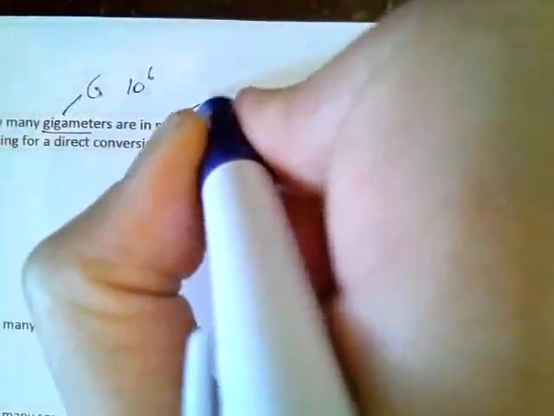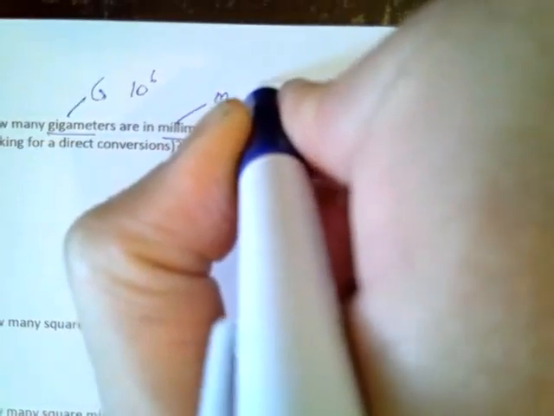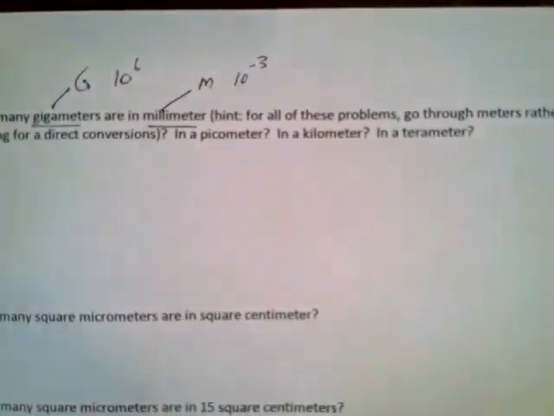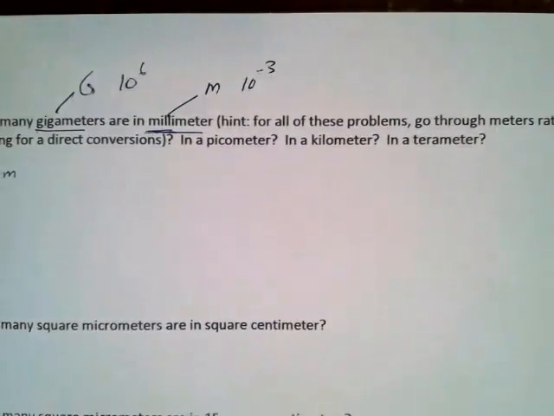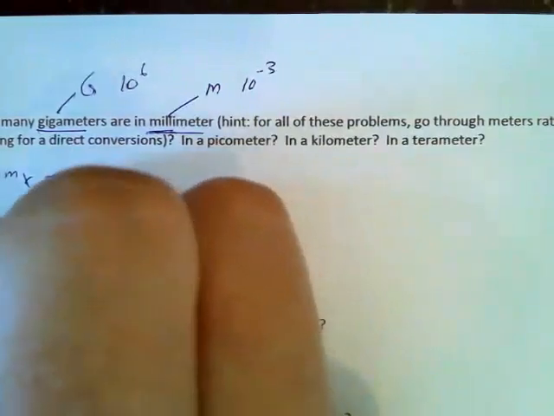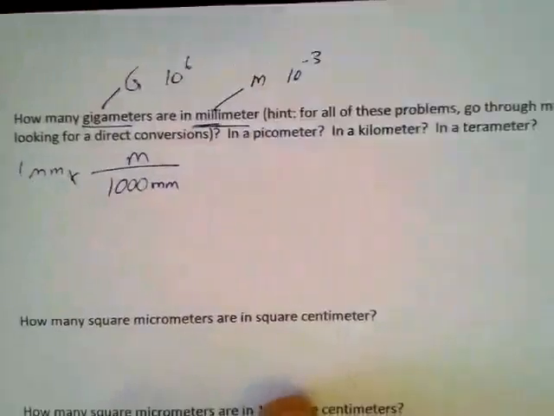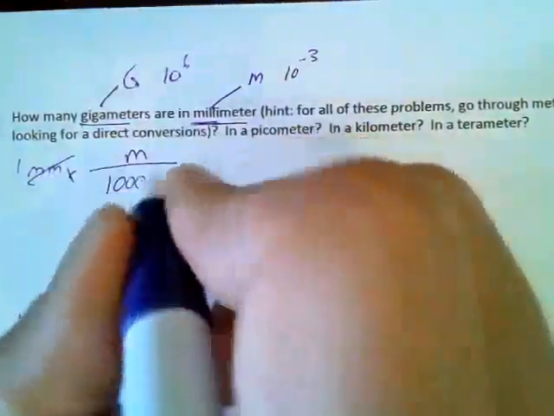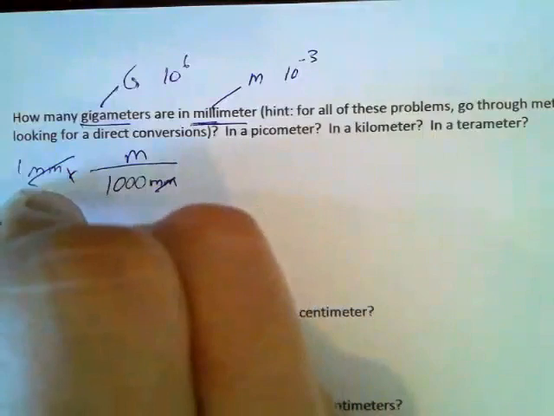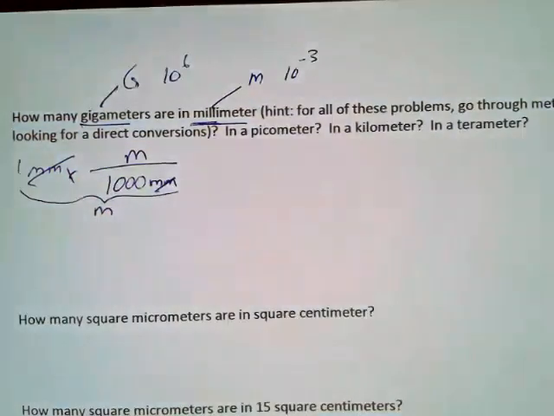How many gigameters in a millimeter? So giga, again, capital G, stands for 10 to the positive 6, millimeters, little m, 10 to the minus 3 meters. So we could say 1 millimeter, since we're asking how many gigameters are in 1 millimeter. I'm going to say that there are 1,000 millimeters in a meter. And now that I've done that, I now have a unit in terms of meters. If I were to stop here and calculate 1 divided by 1,000, I'd have my answer in meters.